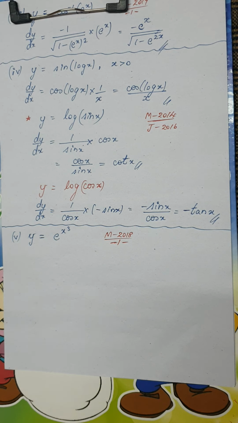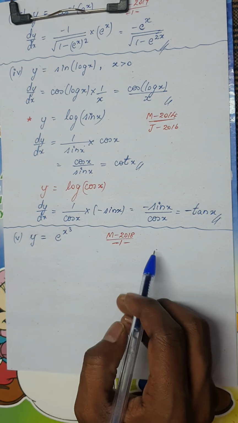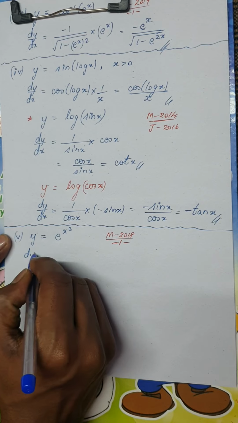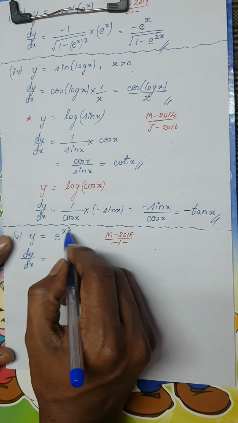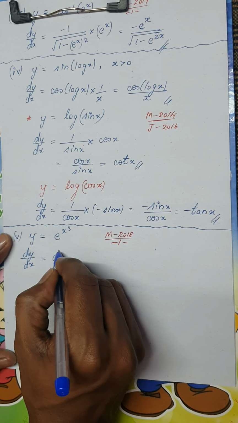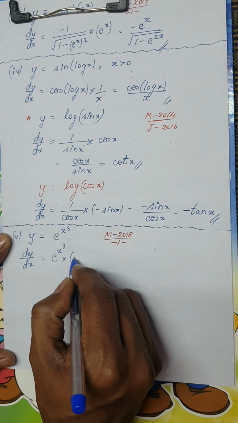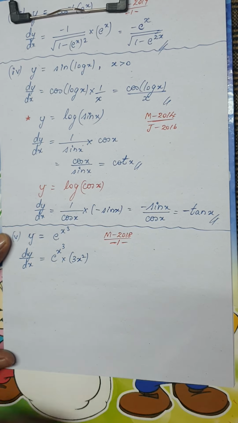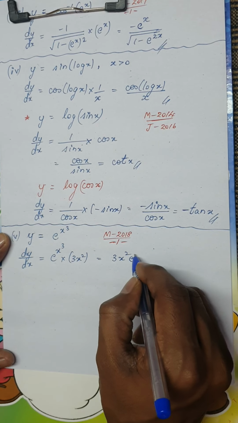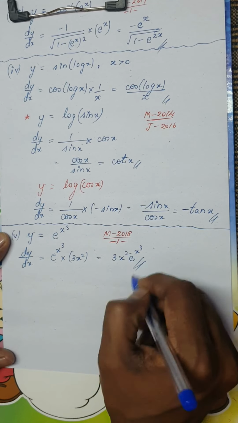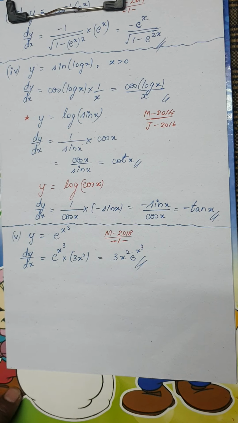So we are moving on to the next question. I have y is equal to e power x cube, which was asked in March 2018 for 1 mark. So the derivative dy by dx is nothing but, this is of the form e power of another function, x cube. The derivative of e power f of x is e power f of x into the derivative of x cube. What is the derivative of x cube? We know it is 3x square. Therefore, you can write this as 3x square into e power x cube. You can easily get 1 mark here.